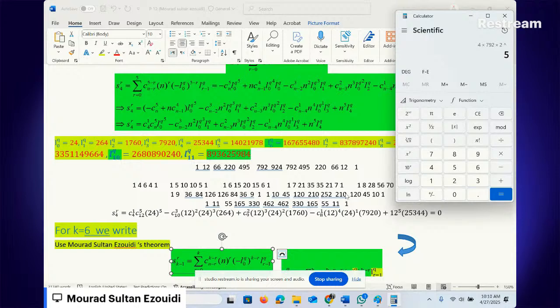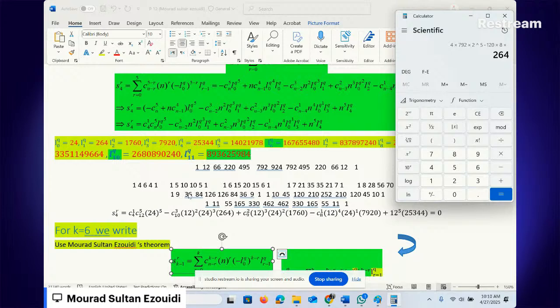Now we said minus 10 choose 3. 10 choose 3: this is 1, this is 2, this is 3, which means 120. Times 2 raised to the power 3, which means times 8, times 8, times 264. Multiply by 264.